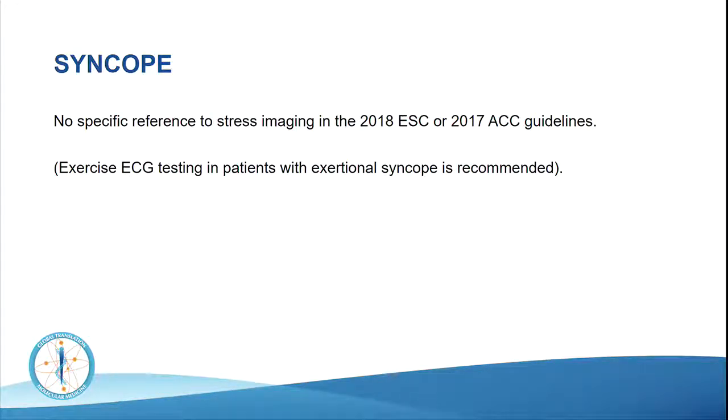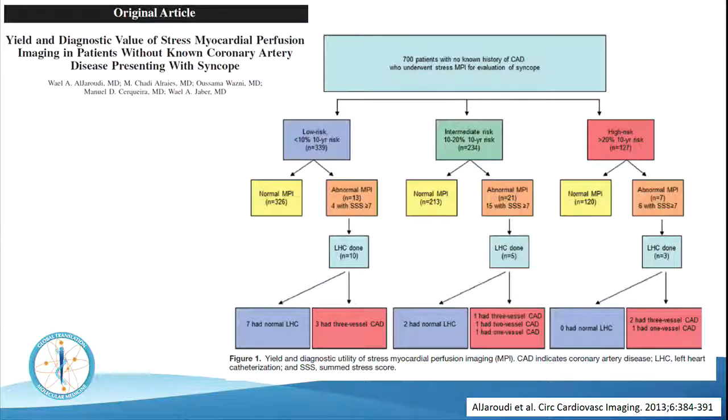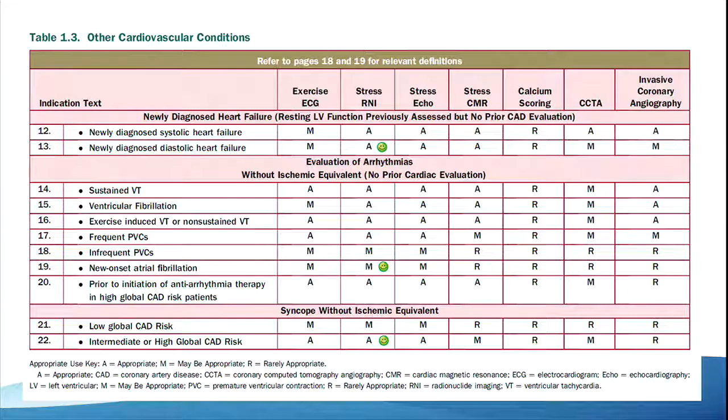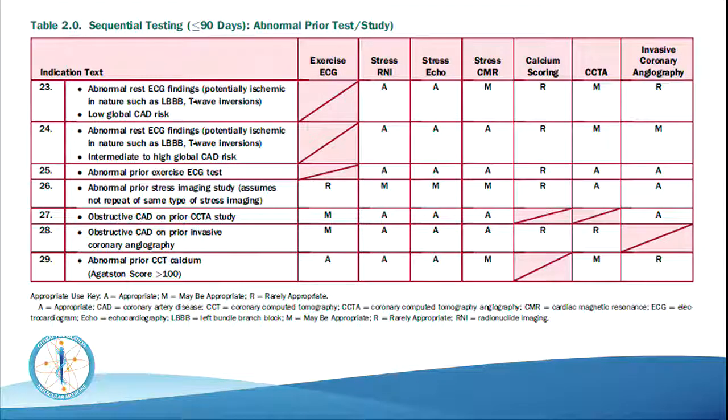There is no reference to stress imaging in the syncope guidelines, either the European or the American College of Cardiology guidelines. Exercise testing, of course, is useful for exercise-induced syncope. And if we look at all comers with syncope, even in those at high risk, the yield is fairly low. Syncope is given an appropriate criteria, mainly because it's specified for patients with high global risk, which we've just discussed, who are suitable to have testing in their own right in selected patients.